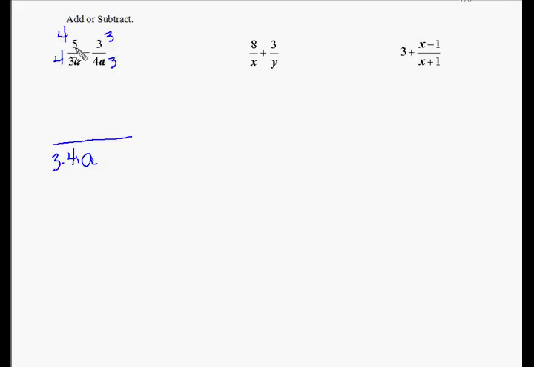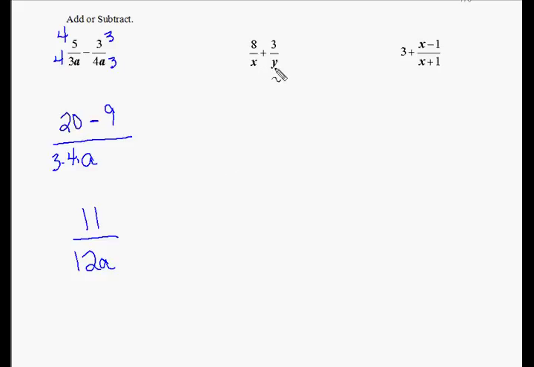Now I multiply this out before I write it down. 4 times 5 is 20. Subtract 3 times 3 is 9. And 20 subtract 9 is 11 divided by 12a. And we're done with that problem.